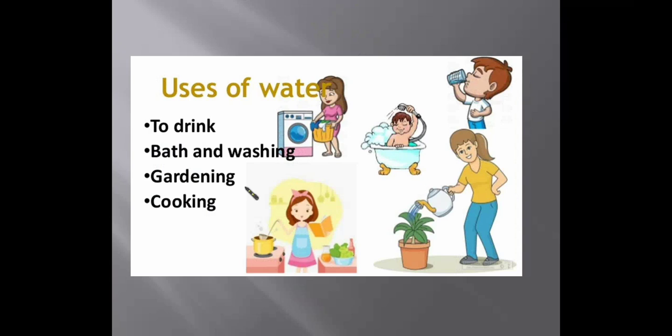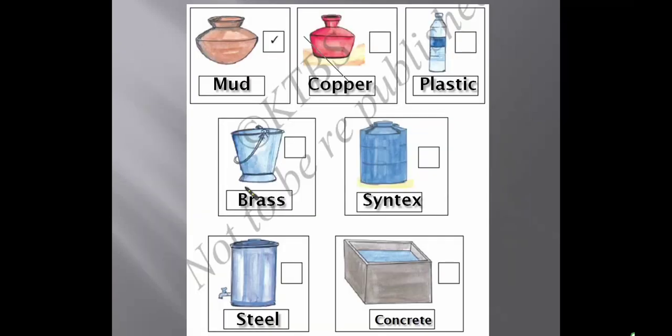Now, the water we get in our houses is from the taps. We collect water from the taps and we store the water in our houses. So what do we store water in, in our houses? We store water in pots, buckets, tanks, drums and syntex tanks. These are called containers, in which we store water.